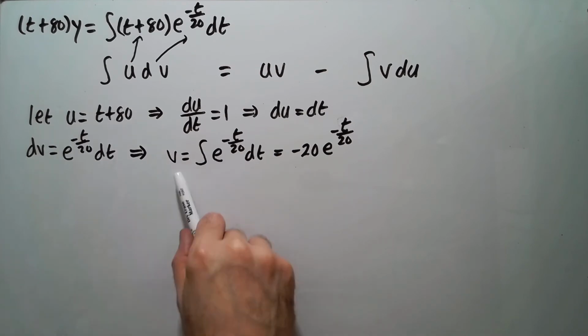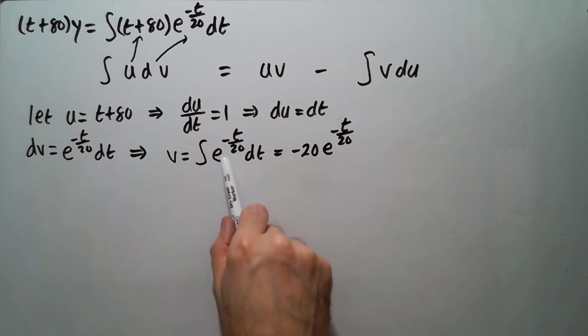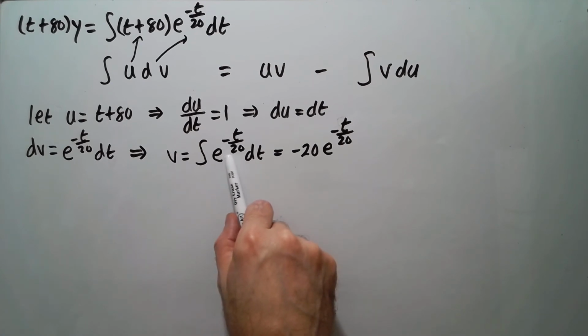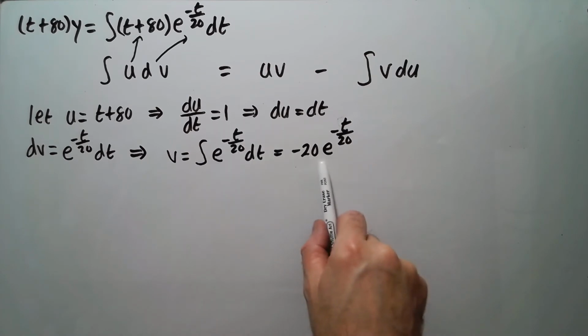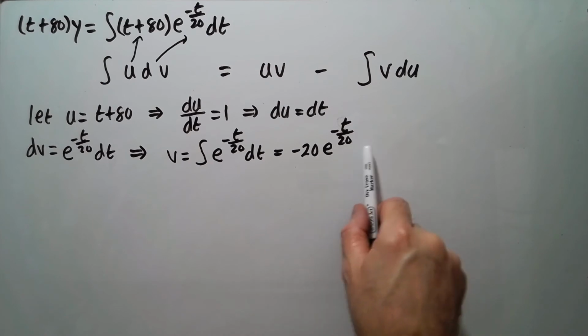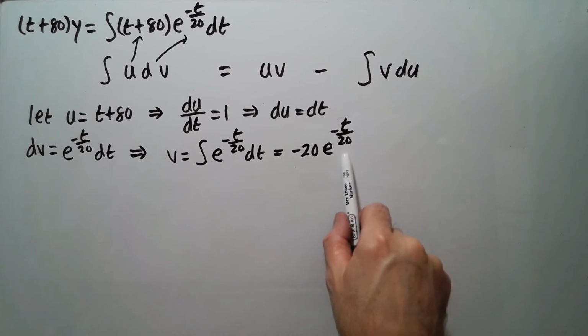So integrating both sides, my v will be the integral of e^(-t/20) dt. You could use a substitution on this and let w equal negative t over 20. I'll let you check that this should be your answer. You can check by taking the derivative here, but it should be the integral. So it'll be negative 20 e^(-t/20).